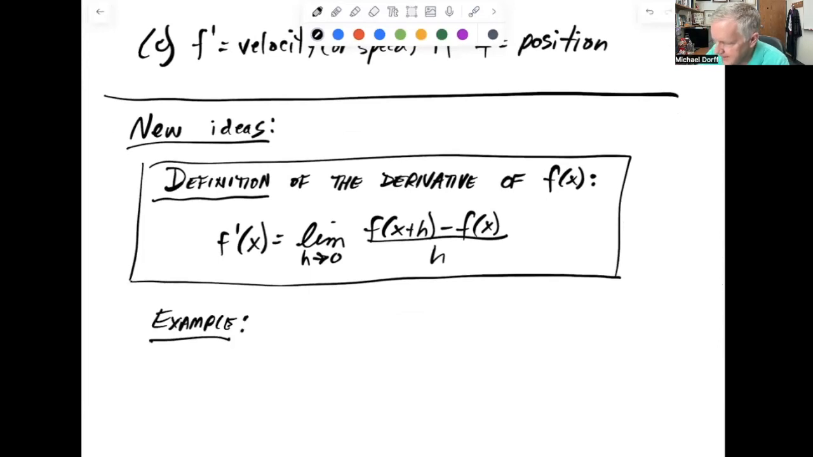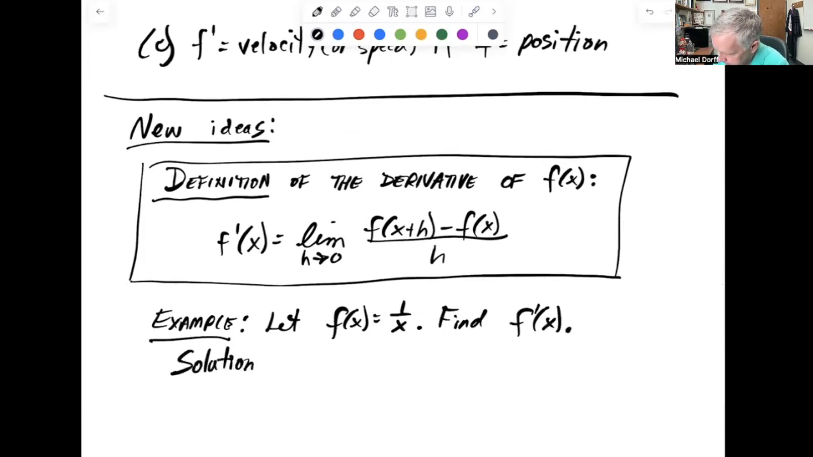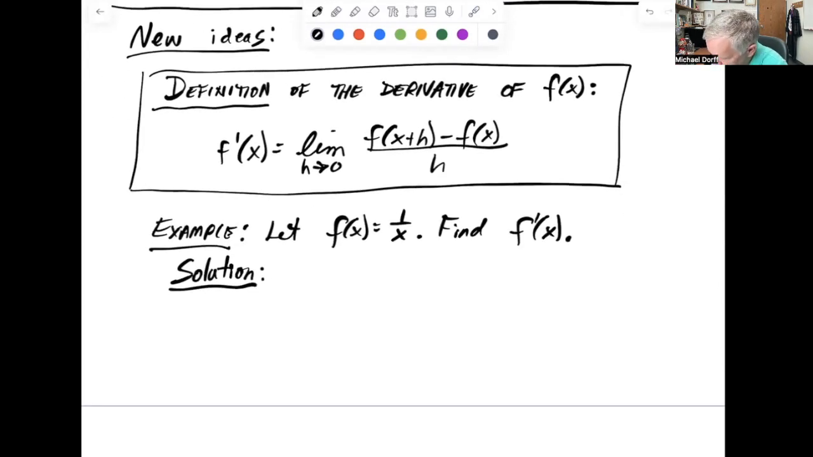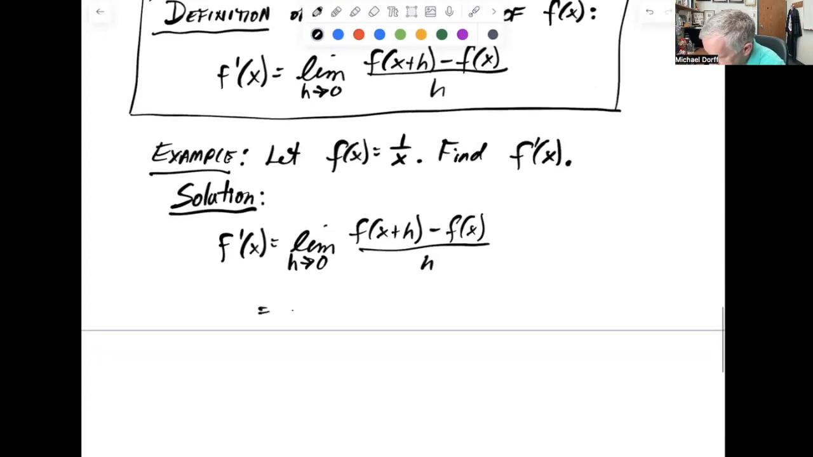All right, let's suppose we'll do the same type of idea. I'm going to let f of x equal 1 over x. But now we're going to find the derivative in general. All right, so we're going to use the definition f prime of x equals the limit as h goes to 0 of f of x plus h minus f of x all over h. So that's the limit as h goes to 0 of 1 over x plus h minus 1 over x all over h. I do direct substitution here.